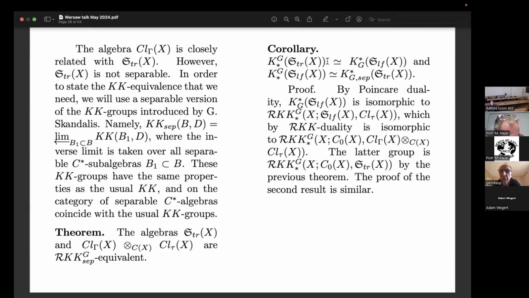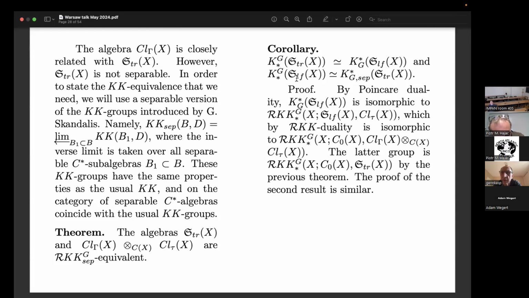This is only for compact space. For non-compact, the whole thing should be augmented by some RKKs. It also exists in the locally compact case, but in the compact case it is pretty simple. The K theory of the transverse symbol algebra and the K homology of the leafwise algebra are isomorphic, and so essentially the duality between these two algebras extends to equality of K theory and K homology.